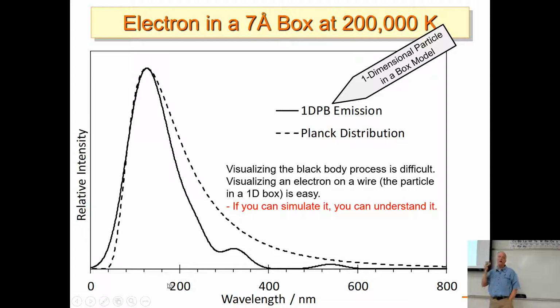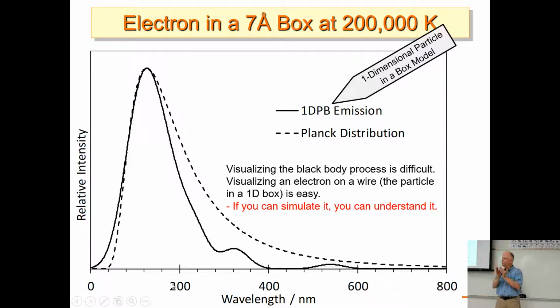Now, why so hot? Well, because to get a single electron to behave like a blackbody radiator, you need to really excite it. And so don't get hung up on the temperature or the size of the box. I mean, this is 7 angstroms. That would be kind of like putting an electron on a 7 angstrom wire, a very tiny little wire. And it doesn't have enough energy to leave. So it's stuck on a wire. That's kind of what we mean by a particle in a box.